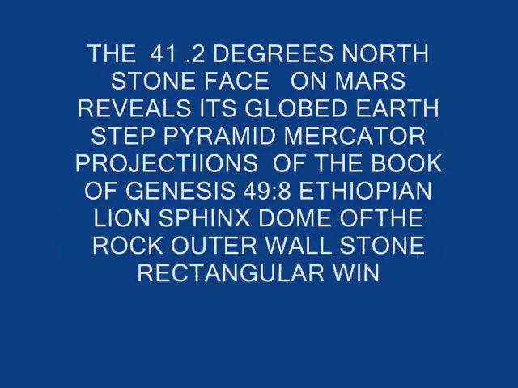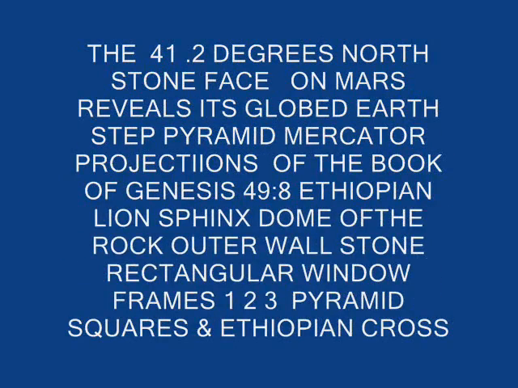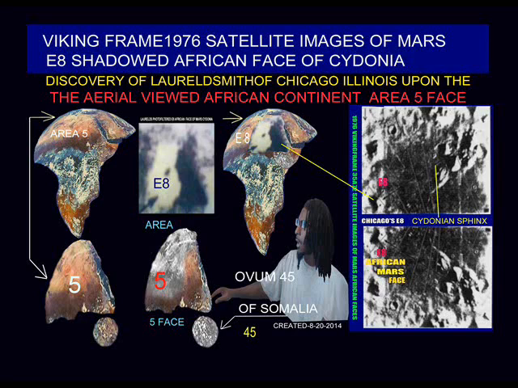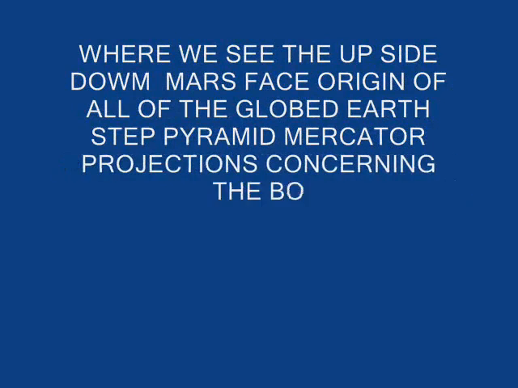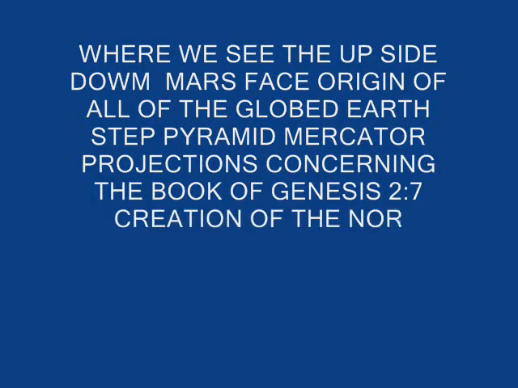The Egyptian pyramids appear as 1, 2, 3 grouping of pyramid squares upon the Giza pyramid complex back here in North Africa. Now, when we look at the dome of the rock outer wall stone rectangular window frames, we see 1, 2, 3 grouping of pyramid squares flanking the central Ethiopian cross up on the upper left and right hand corners and lower left and right hand corners. This is where we see the Ethiopian cross left and right sides, globe, earth, stealth pyramid, Mercator projections, in which appears as a niche, N-I-C-A-G.